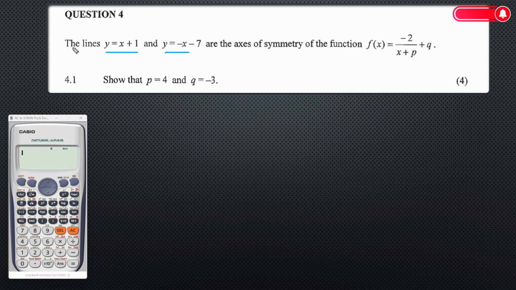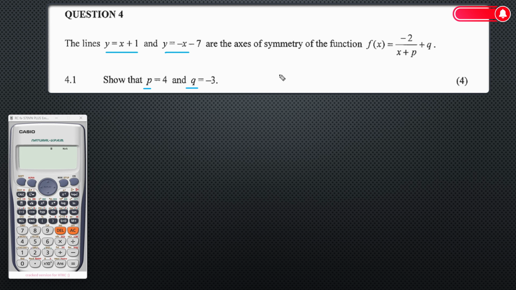these will definitely give you the indication that in order for you to get the value of P and also the value of Q, you have to utilize them. Let me show you how you can do that.